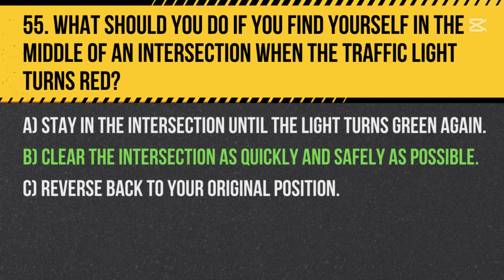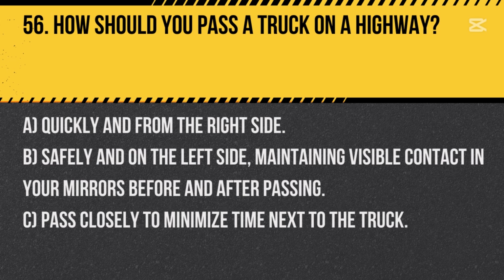If you are caught in the intersection when the light changes, proceed through as soon as it is safe to do so to avoid disrupting traffic flow. Question 56. How should you pass a truck on a highway? A. Quickly and from the right side. B. Safely and on the left side, maintaining visible contact in your mirrors before and after passing. C. Pass closely to minimize time next to the truck. Answer. B. Safely and on the left side, maintaining visible contact in your mirrors before and after passing.